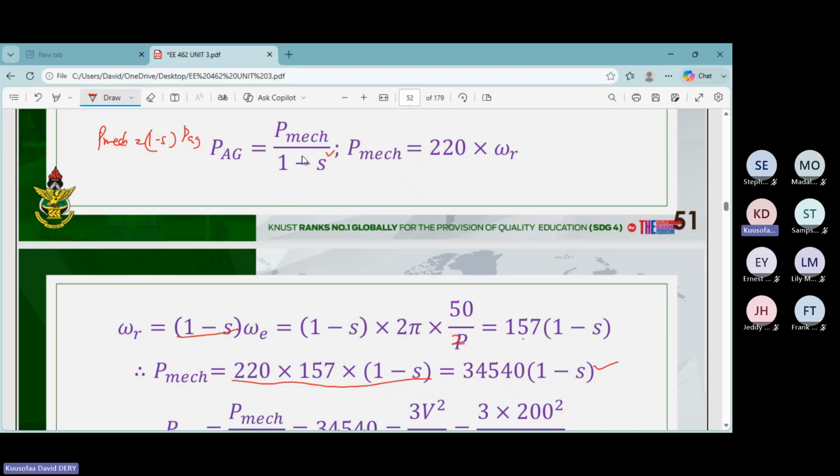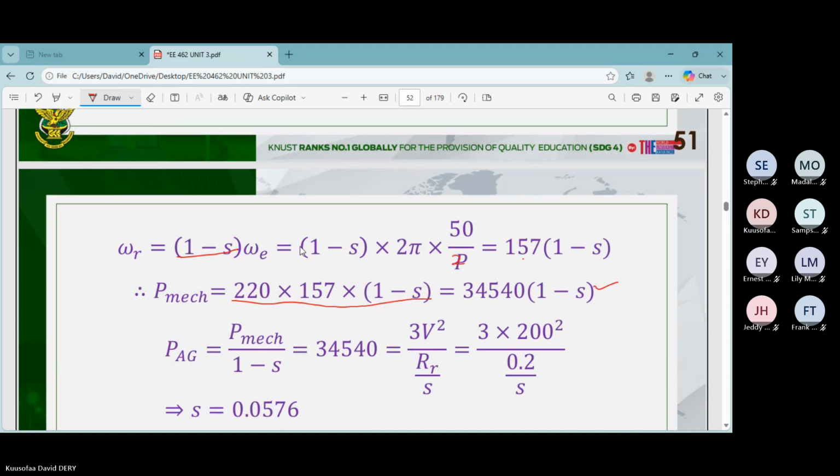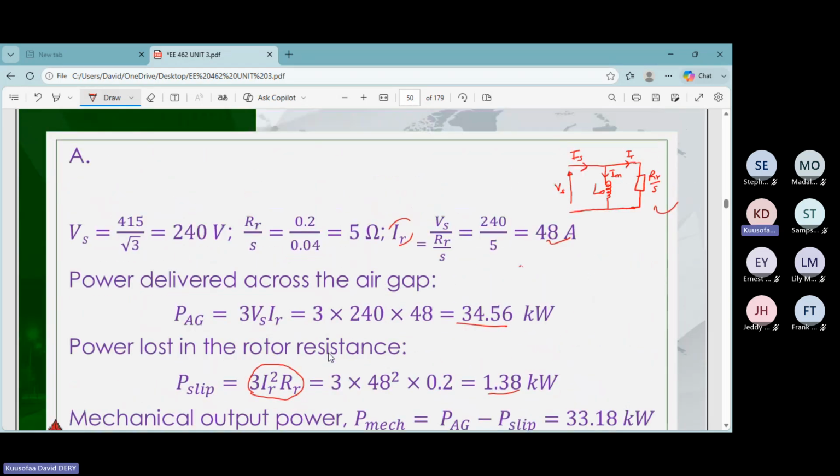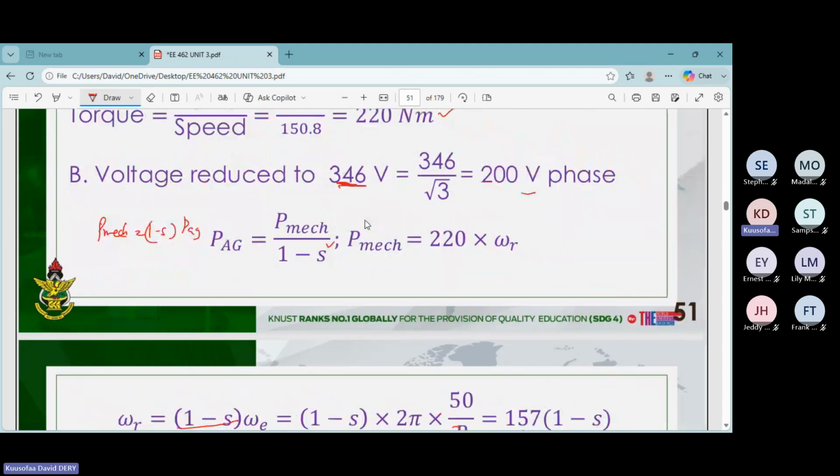Then you come and substitute into PAG. So since the input is still the same, the input has not changed, right? Just that the voltage has reduced. So because the voltage has reduced, it's also going to affect the value. So that is the difference here. So the voltage is the only one that has reduced, right? And everything is still the same, and we are neglecting the other parameters.